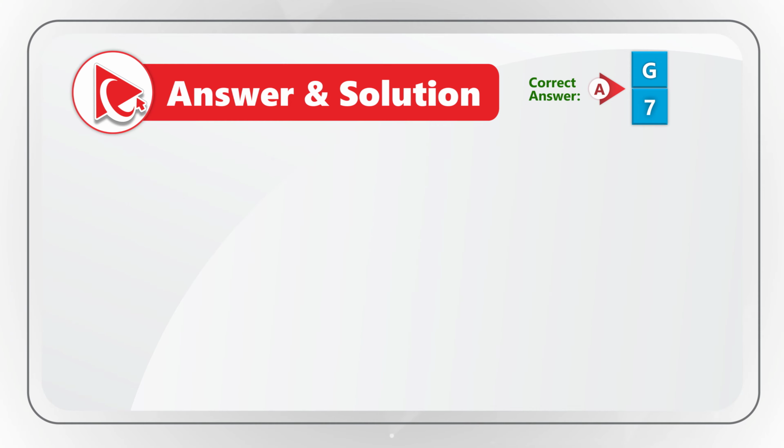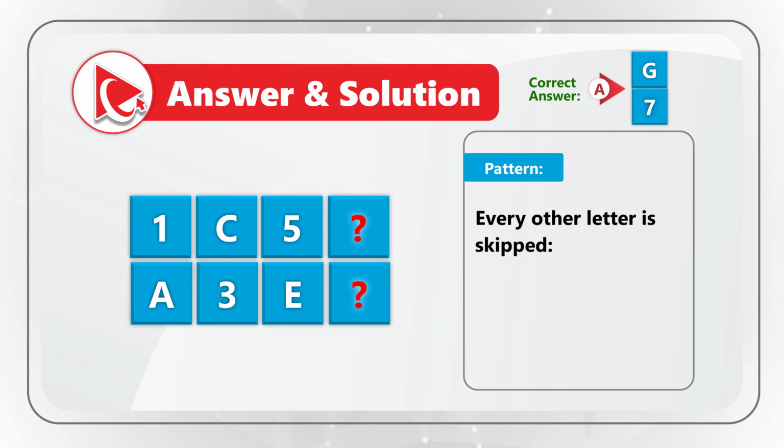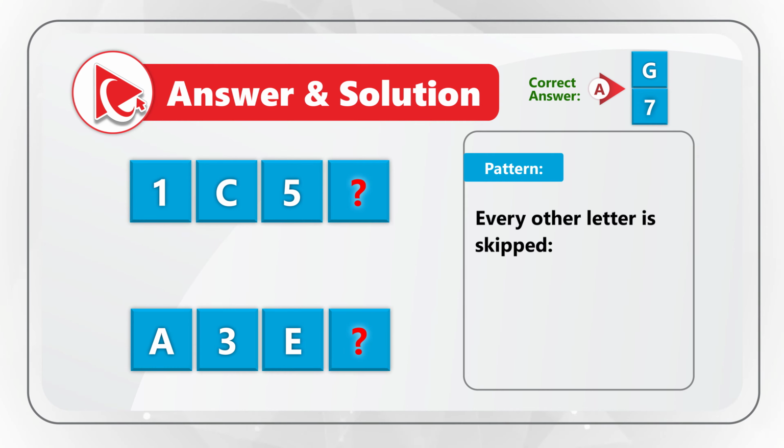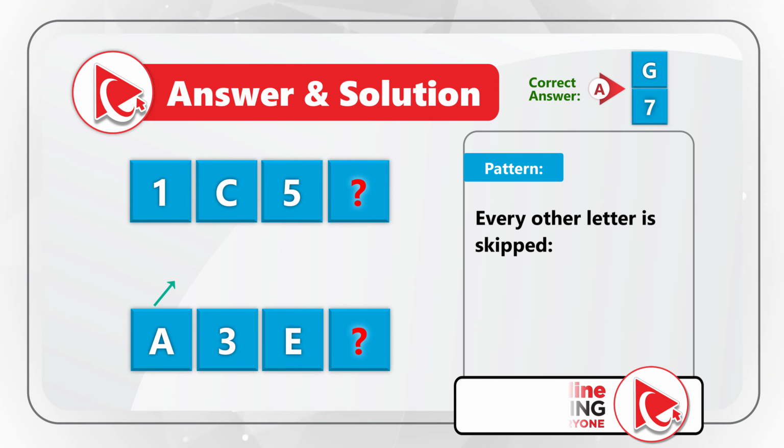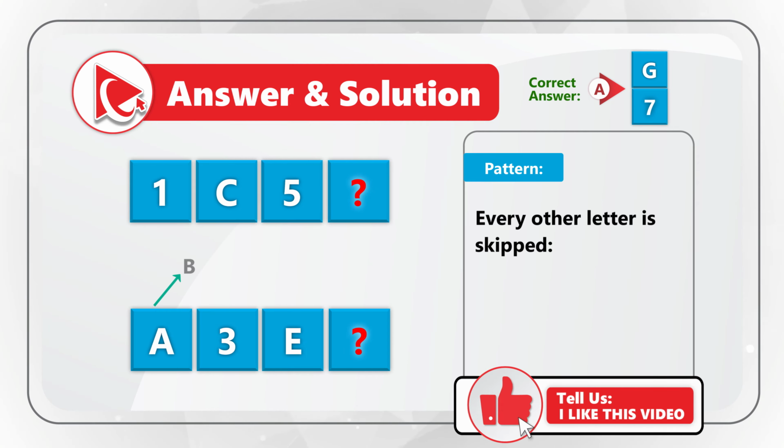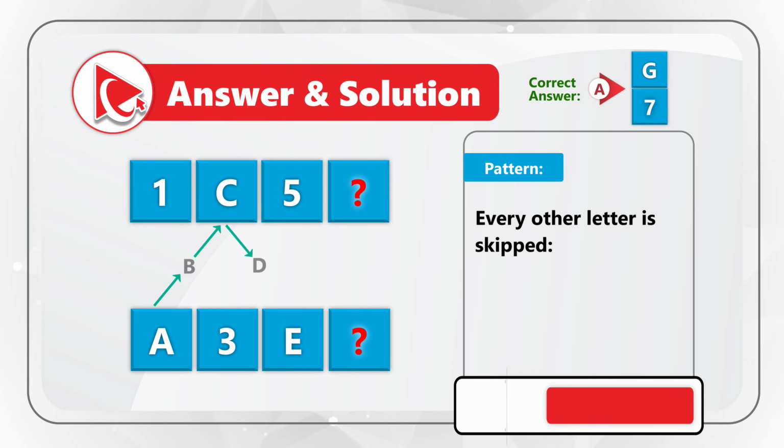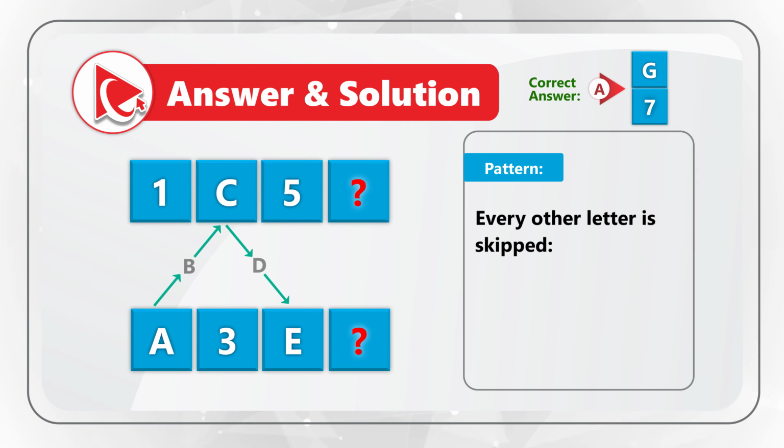I see the pattern that every letter here is skipped. Let's take a look. If we start with the bottom letter A, then comes letter B, but then we see letter C in the second column. Then comes letter D, which is skipped, and then we see the letter E, which means that the letter F will be skipped, and we will see the letter G.